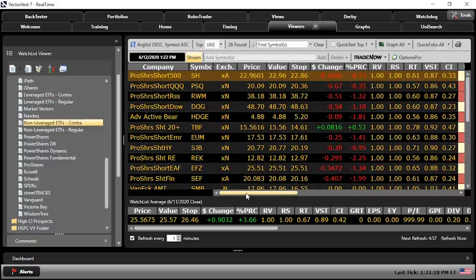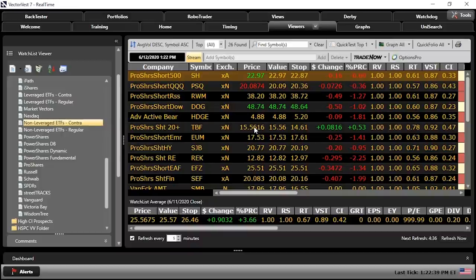Now let's move over. What are we in? ProShares. We're looking at the S&P 500 playing it to the downside, the Qs, the Russell, the Dow, bear. How about even on treasuries or emerging markets? They're all here for you. And we're trading the ones now that have the highest average volume.